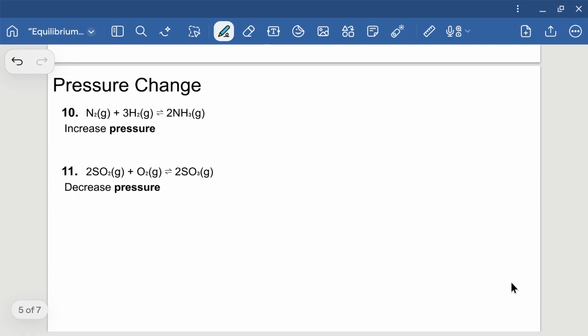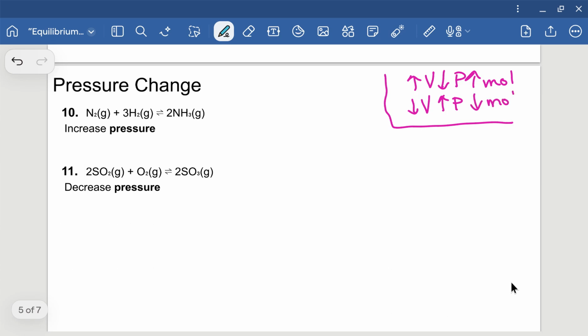Now, the next one is your pressure change. Pressure change could also be a volume change. When I teach this, what I tell students, what I always remember, is if I increase volume, that would be the inverse of decreasing pressure. I move to the side with more moles. I always write that on my paper. As long as I have that, I can figure out the rest. So for instance, the opposite would be true. If I decrease the volume, that is an inverse relationship with pressure. Pressure has to go up, and you would move to the side with less moles. So if you remember that, you're fine with these pressure changes or volume changes.